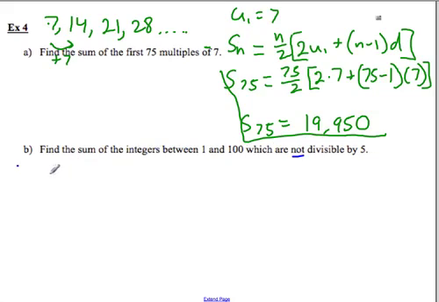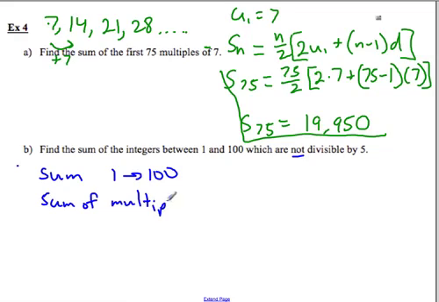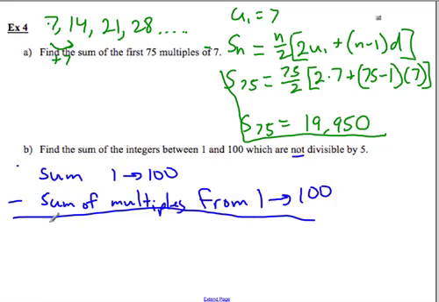So here's what we can do. We can calculate the sum from 1 to 100. That's pretty easy. We can calculate the sum of multiples of 5 from 1 to 100. Then if we subtract them, we get our answer: the sum of the integers between 1 and 100 which are not divisible by 5. Alright, so let's try that method.